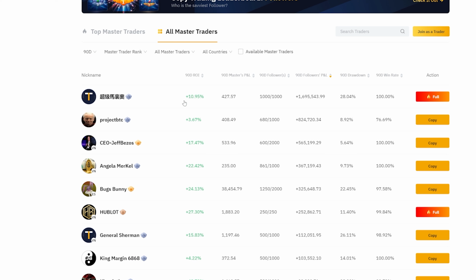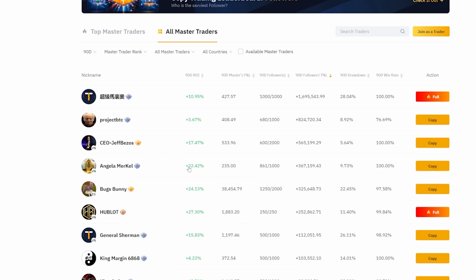Then we can see in the past 90 days, this trader right here has a return on investment of about 10%. And the nice thing is that you can see that they've got 100% win rate. And if we actually look, we've got another trader here with 100% win rate, another one over here, and we can see this one has a return of 22%.